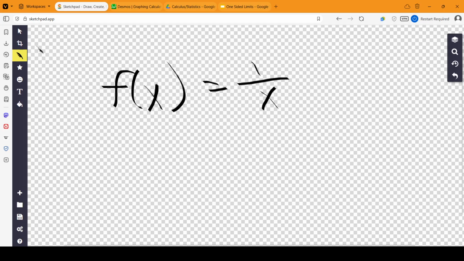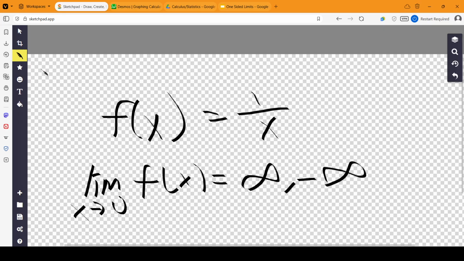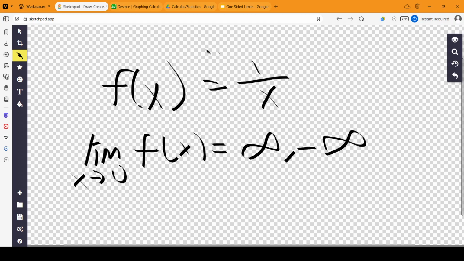And then we can write the limit as x approaches 0 of f of x equals what? So if they're two different values, do we write infinity plus negative infinity? Or infinity comma negative infinity? And I explained this in the previous video, but you don't. What you do is you evaluate this differently. And what happens is that you'll get limits that look like this.